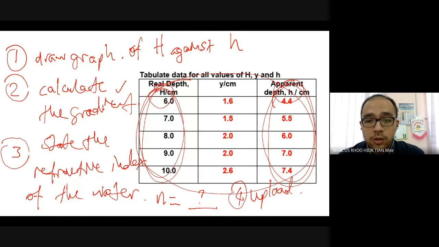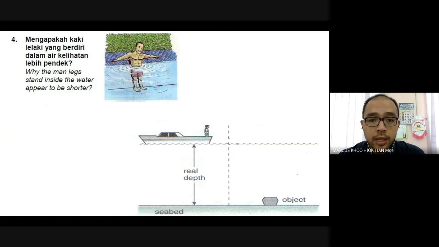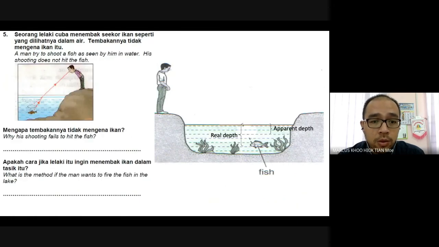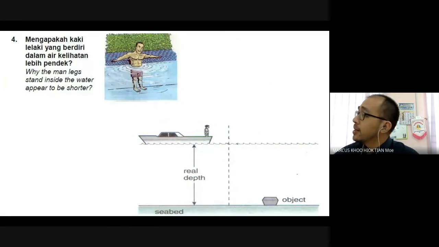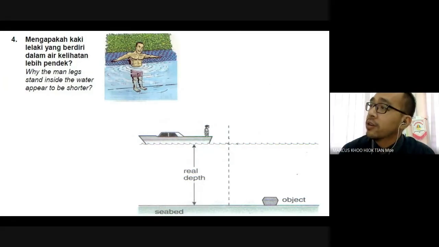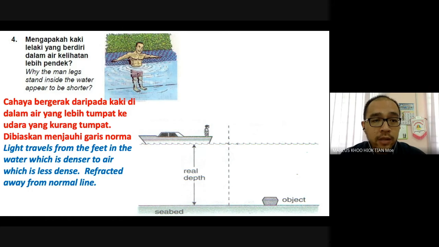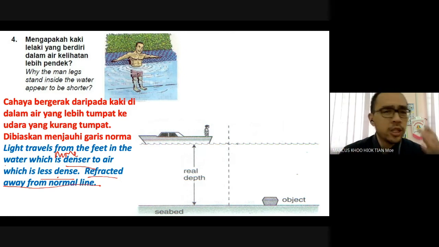So let me conclude by just taking a look at the last 2. Okay, take a look at this number 3. No, number 4. Oh no, I'm missing my number 3. Oh, yeah, sorry. This is number 3 inside of this one. Why do the man's legs standing inside the water appear to be shorter? Okay, again, the same explanation. Light travels from the feet in the water, which is denser, to air, which is less dense. More dense to less dense. The light is refracted away from the normal line. Okay, so the explanation is always the same.